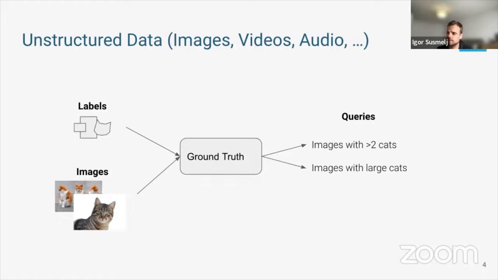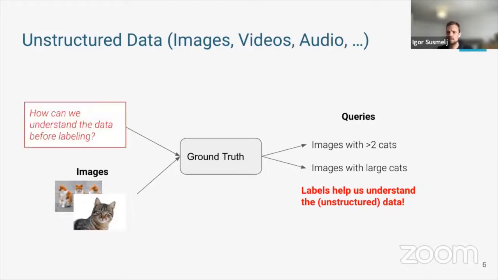Now, when we have this ground truth data, we can also use the labels and the images to query or understand what kind of data we actually have. So for example, in this context here, we could look for images with at least 2 cats or images that have large cats. So basically the labels here help us to better understand the unstructured data. And that's very important because in large teams, it's a big problem to understand what kind of data do we actually have and what is missing.